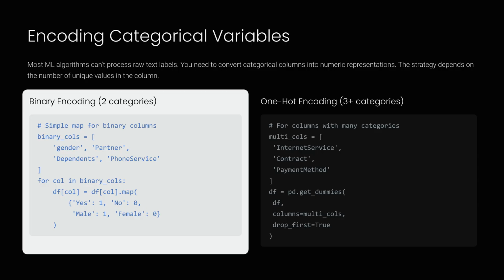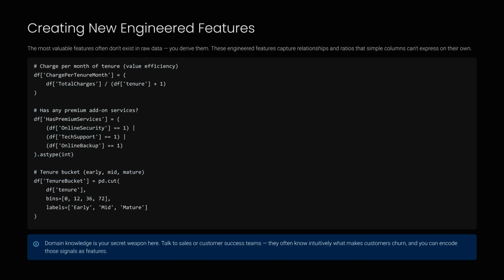Use mapping for binary categories and one-hot encoding for variables with 3 or more unique values. You can also derive new features, like calculating charge efficiency or grouping tenure into buckets. Use your domain knowledge to capture signals that aren't immediately obvious in the raw data.